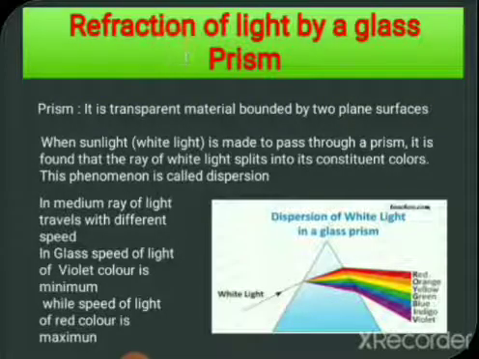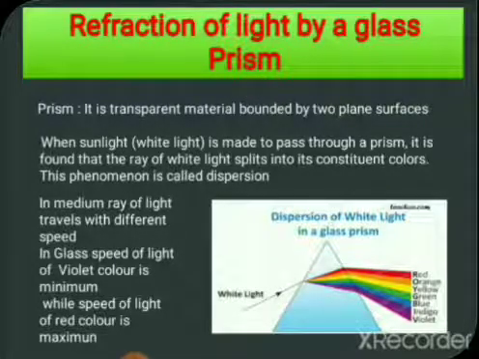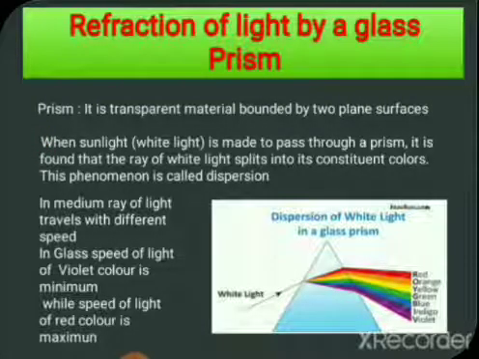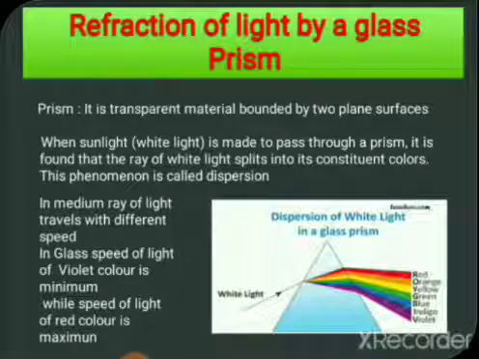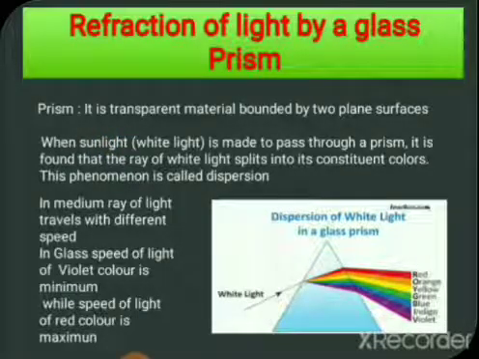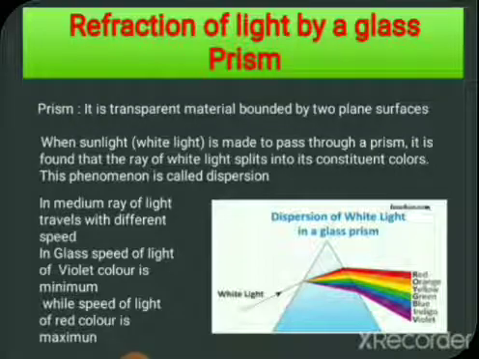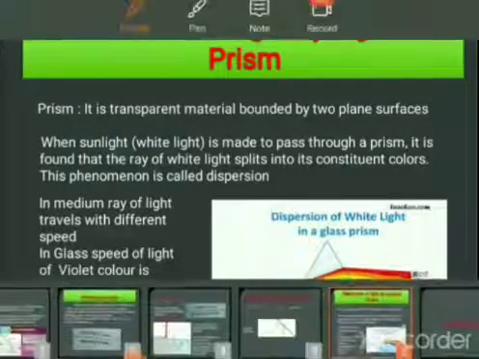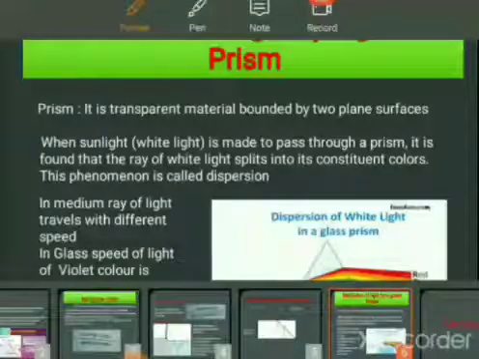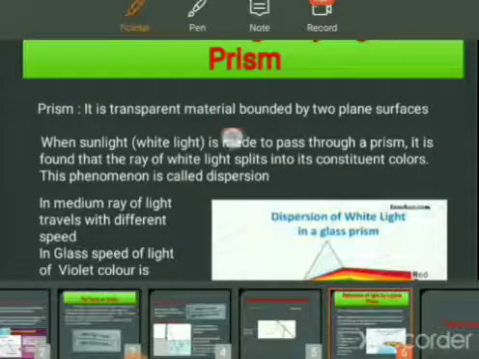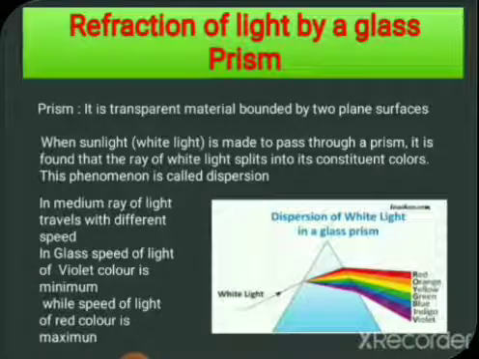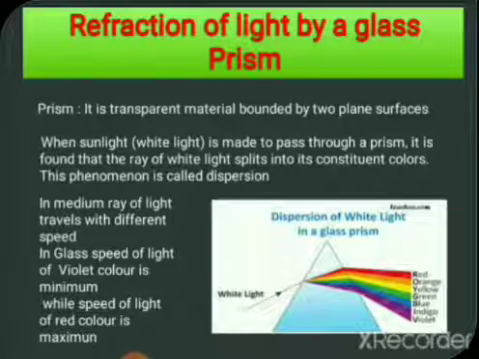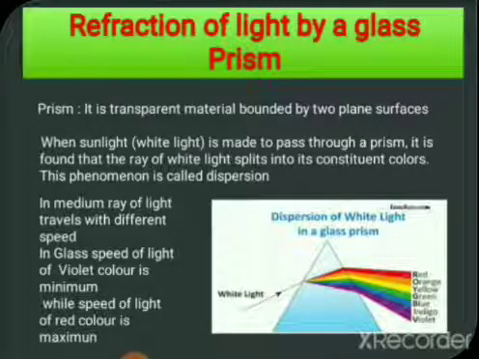Now, refraction of light by a glass prism. So what is dispersion? White light, that is the luminescent source of light, the light which is coming from the sun, is made to pass through a prism. In reality, sunlight consists of 7 colors. The 7 colors are hidden, you cannot observe them. But Isaac Newton observed certain phenomena of light through dispersion of light.